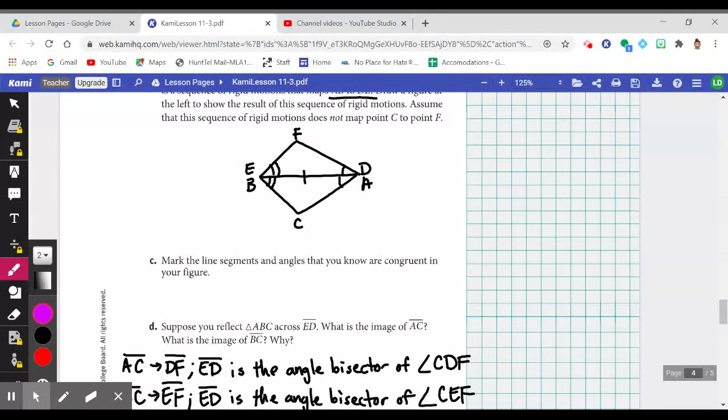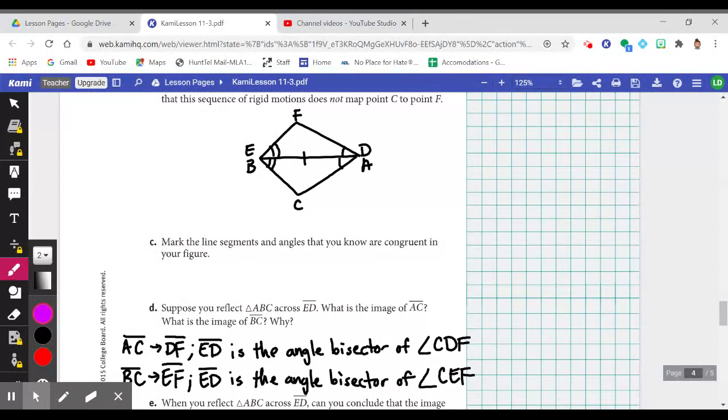Here we go. And then D says, suppose you reflect triangle ABC across ED. What is the image of AC? Let's start there. Well, the image of AC maps to, again, DF. And it's not because we know that the distance from A to C is the same as D to F. It's because the angle of A is congruent to the angle of D. So then I should be able to map angle A on top of D. So where will AC end up? Well, on top of DF.